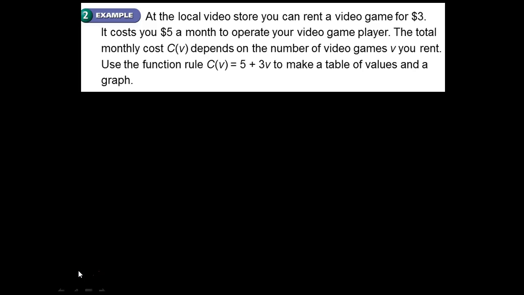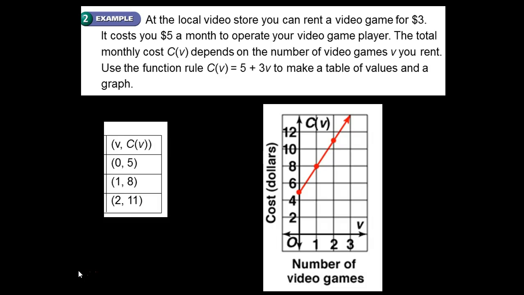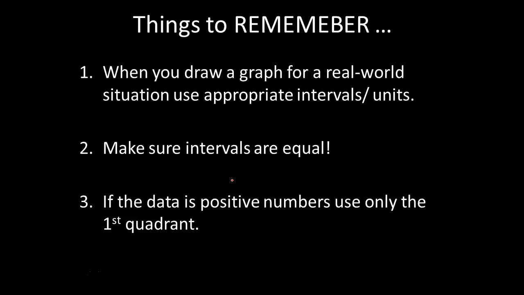Okay, so you should have been able to plot your points from your table. Your table should look something like this. Your points should be 0, 5, 1, 8, and 2, 11. When you take your ordered pairs here and plug them into your graph, you're going to get these points here, 0, 5, 1, 8, and 2, 11. Once you have your points, you can connect your dots. This should be your second example.